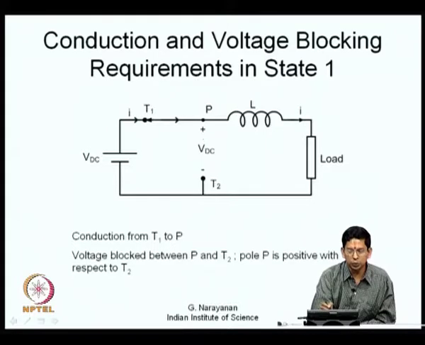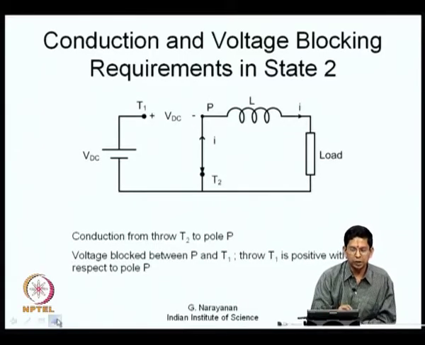So, whatever switch comes in between P and T2 is now blocking certain voltage. So, we are looking at two individual switches, one switch which is conducting, which is between P and T1, and another switch between P and T2 which is blocking, and the blocking polarity is as shown here now. This is what we have in one of these states, and the blocking polarity is such that P is positive with respect to T2.